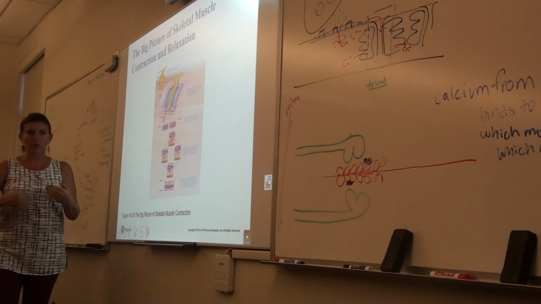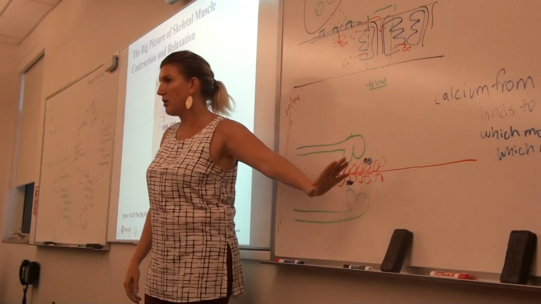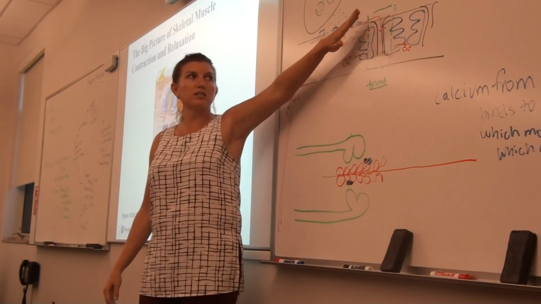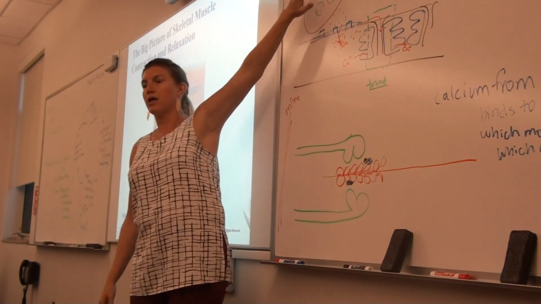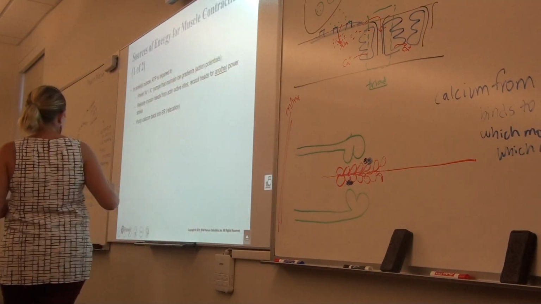It's turning everything off, working backwards. We have to reattach our troponin and tropomyosin. We have to take away the calcium. We have to repolarize everything. We have to take the acetylcholine away, etc. It's working backwards. That's what relaxation does.